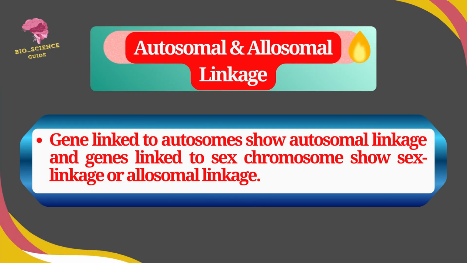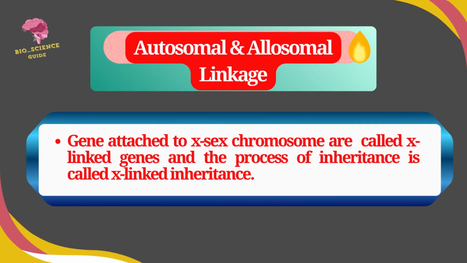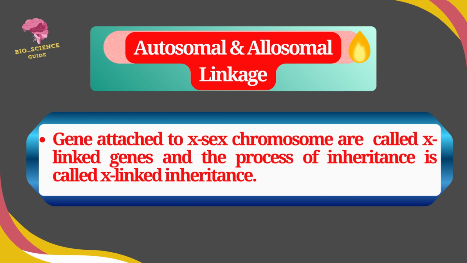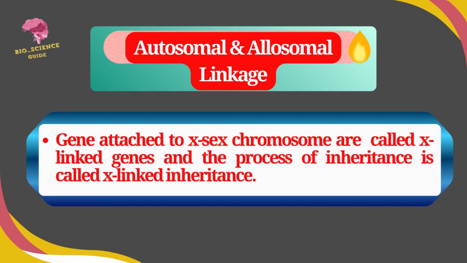The genes which are linked to the autosome or vegetative chromosome show autosomal linkage, and the genes which are linked to the sex chromosome show sex linkage or allosomal linkage. The genes which are attached to the X sex chromosome are called X-linked genes, and the process of inheritance of X-linked genes is called X-linked inheritance.